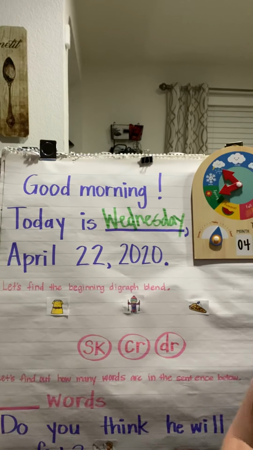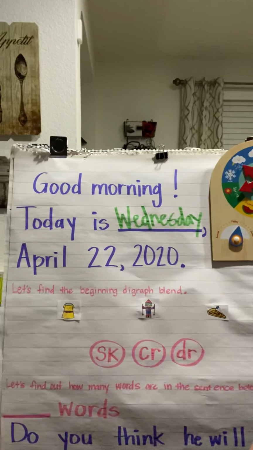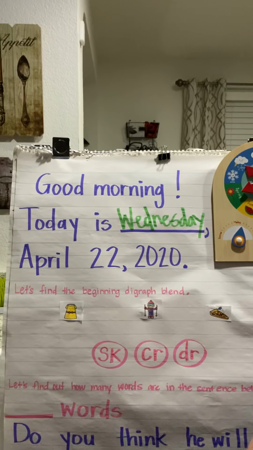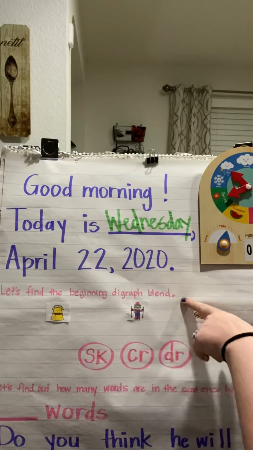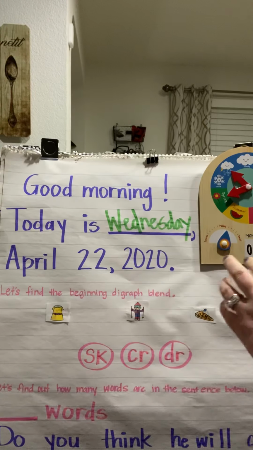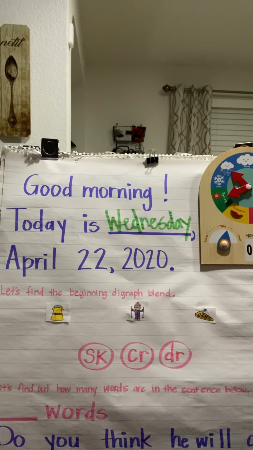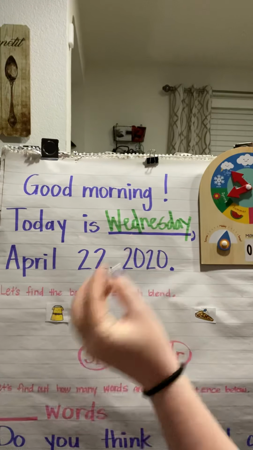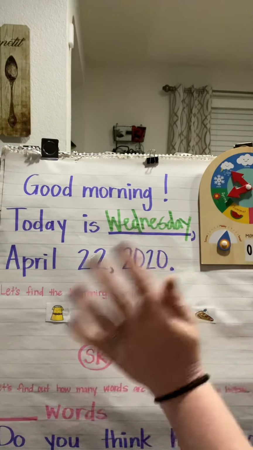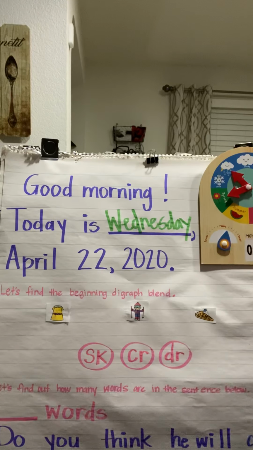Let me scoot forward just a tiny bit. All right, so it says, let's find the beginning digraph blend. So remember, the digraph is whenever we put two sounds together to make a new sound. So we're looking at the beginning ones, which means that it's the very first two sounds that we hear. So the first and the second sound that we hear, we blend them together.